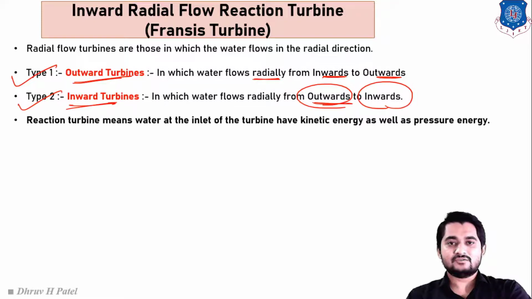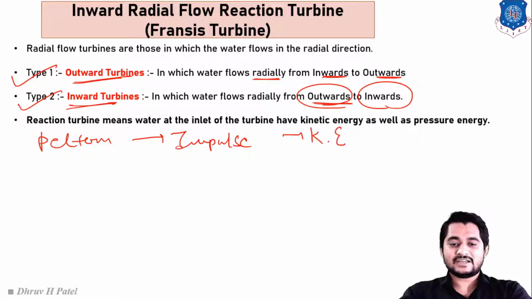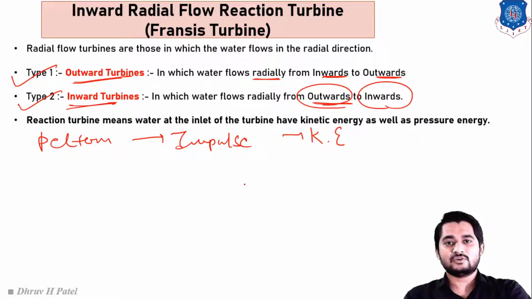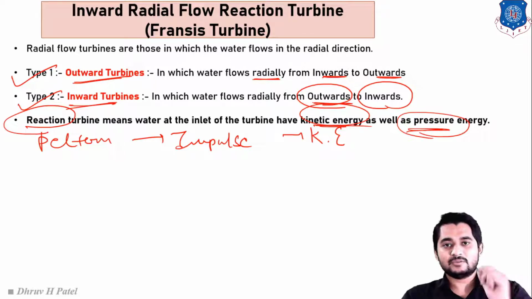Now we will understand what we mean by reaction turbines. The Pelton wheel is an impulse turbine, clear, in which only kinetic energy is used at the input of the turbine. But the Francis turbine is a reaction type turbine. In the reaction type turbine, there will be pressure energy as well as kinetic energy inside the turbine. Clear students? So there will be both energies at the inlet of the turbine, right?